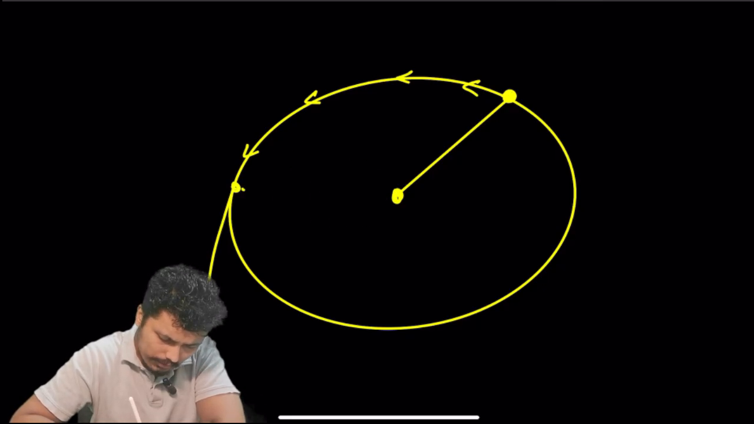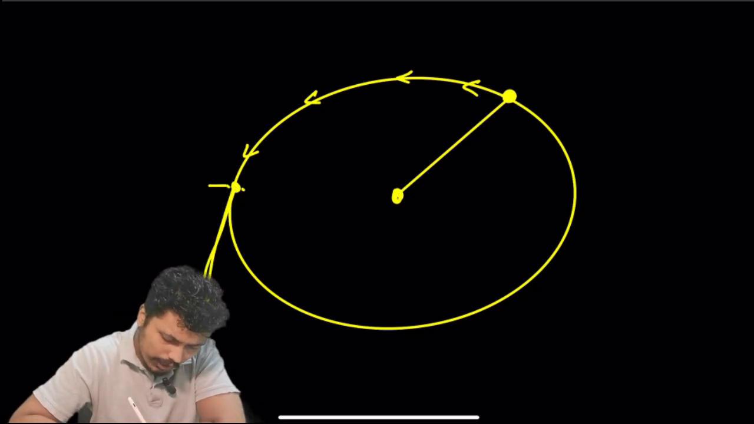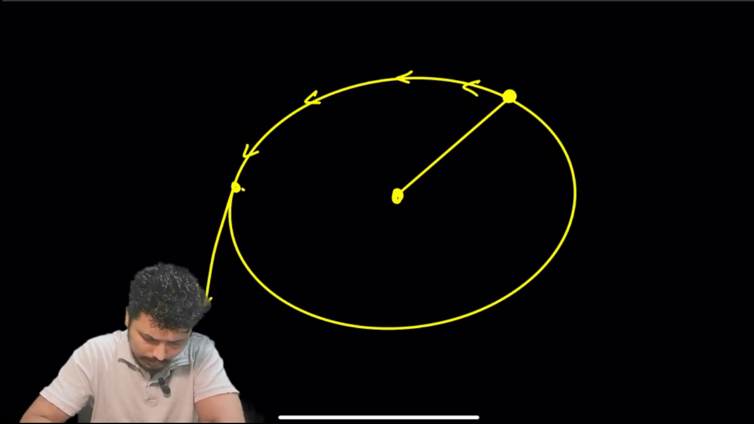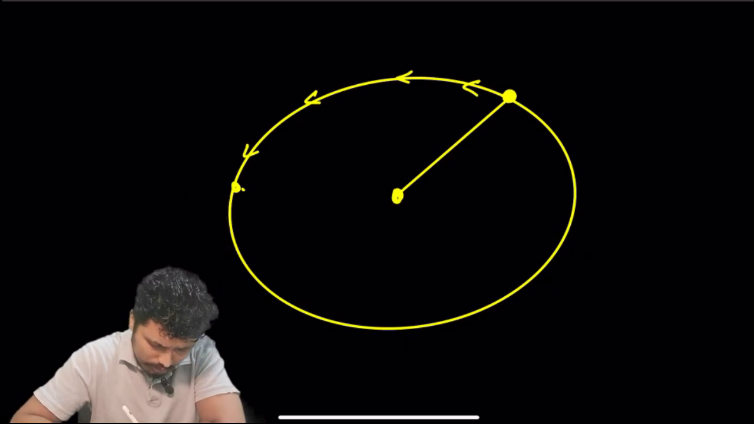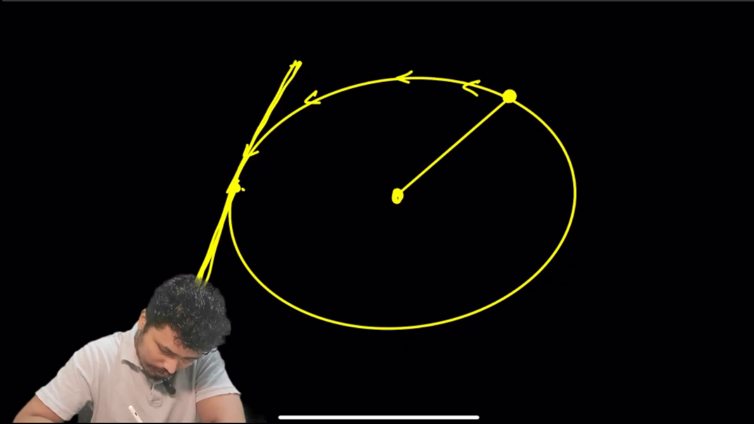Then this stone will fly away. In which direction will it fly away? It will not fly away straight like this, it will fly away in this direction. Keep this also in mind. The stone tends to fly away in this direction. If I draw a line touching only one point, this is called a tangent, right?